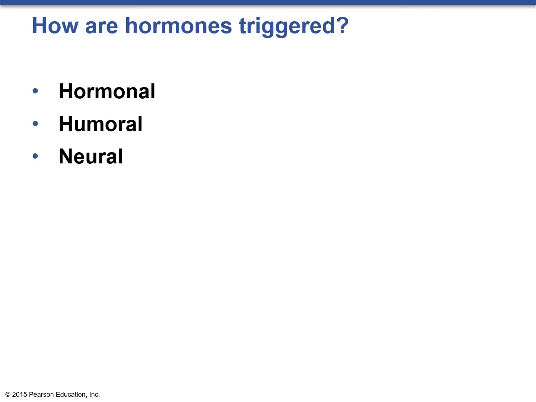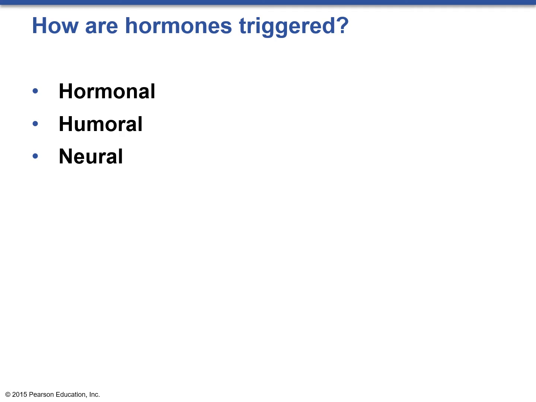Now, how are hormones triggered? Hormone levels in the body are regulated through mostly negative feedback. Some are positive feedback, like oxytocin during pregnancy. These negative feedback loops strive to maintain homeostasis. The regulation of these loops, as with all feedback loops, involves an initial stimulus.